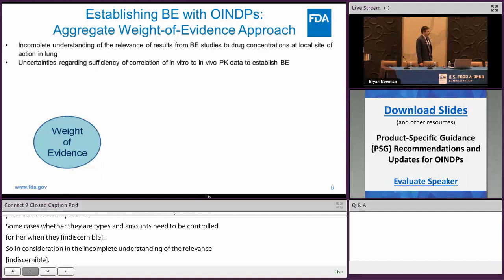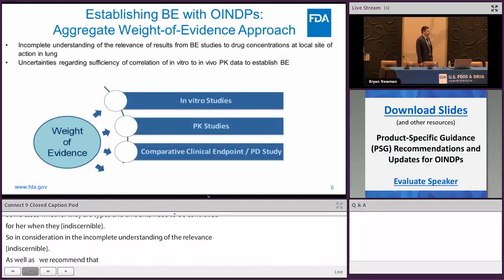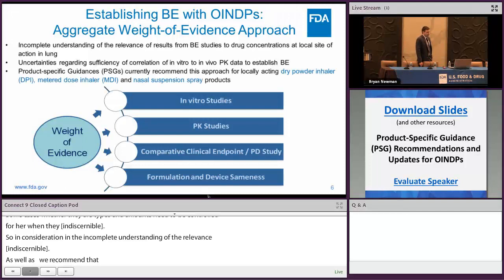Now, with this approach, there are 4 components that need to be completed to satisfy the criteria. The first set would be the in vitro studies, followed by PK studies, compared to clinical endpoint or pharmacodynamic studies, and followed up with formulation and device sameness. Again, our product-specific guidances currently recommend this approach for locally acting dry powder inhalers, metered-dose inhalers, and nasal suspension products.